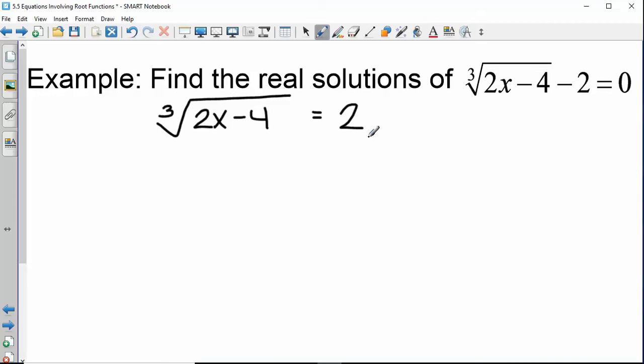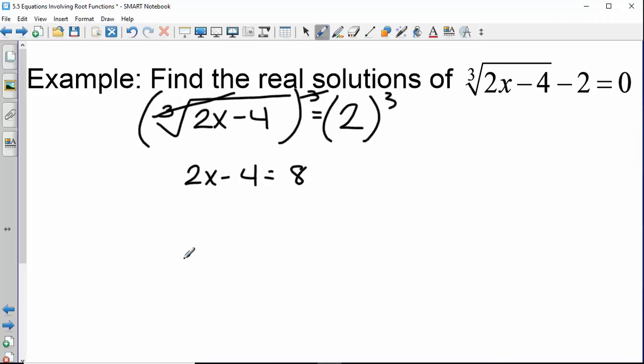Now, we really would like to get rid of our radical. So what is the opposite of a cube root? Cubing. Yeah, taking it to the 3rd power. So I'm going to cube each side of this. Okay, so those actually cancel each other. So you have 2x minus 4 equals 2 to the 3rd power, which is 8.